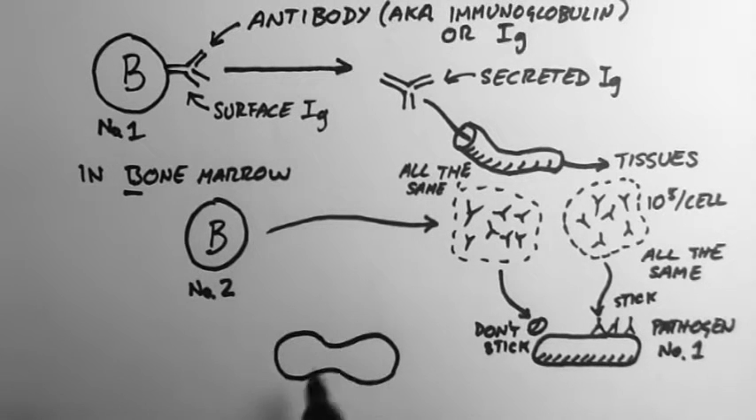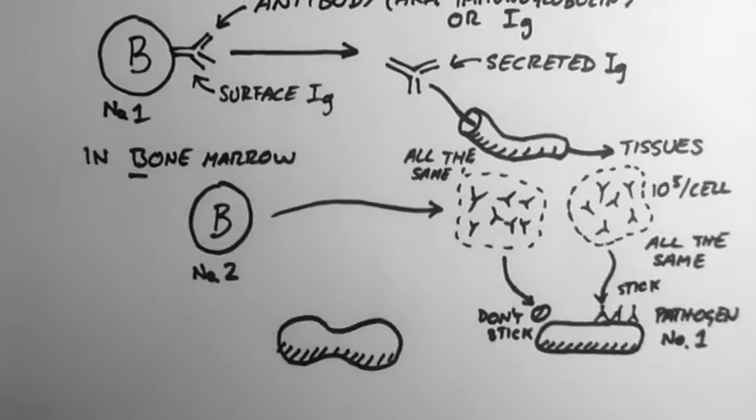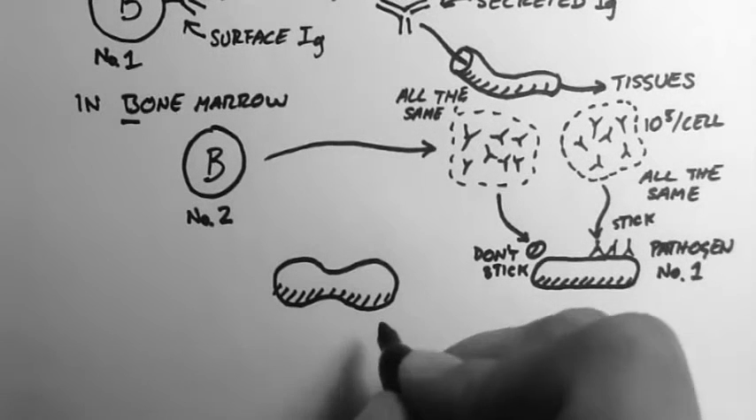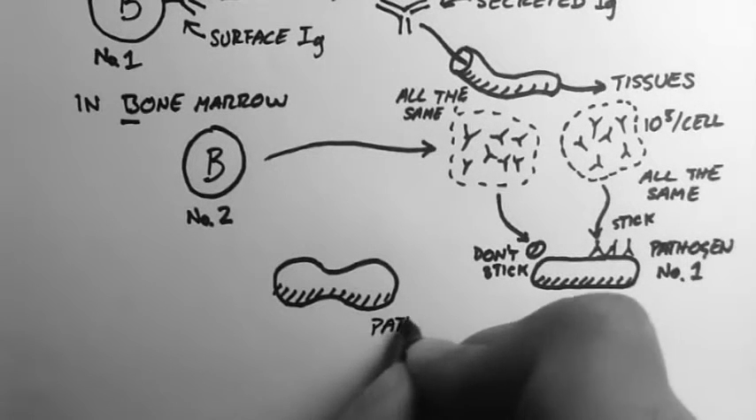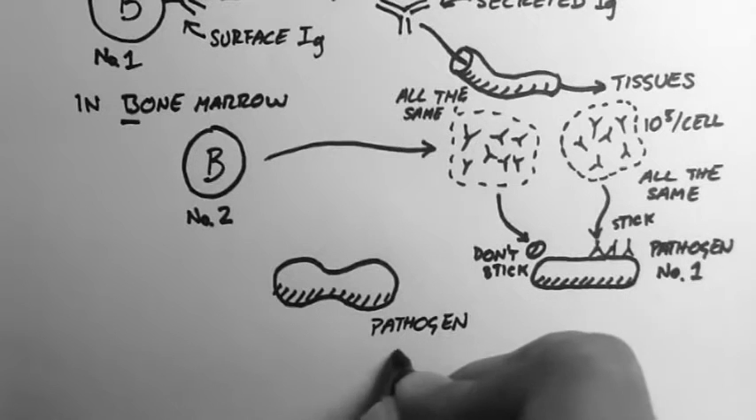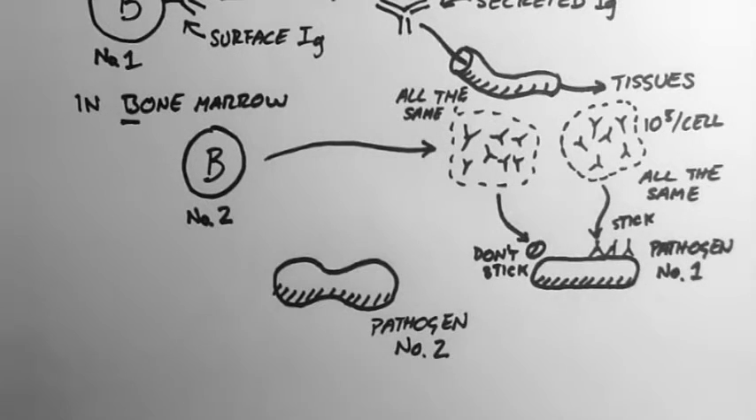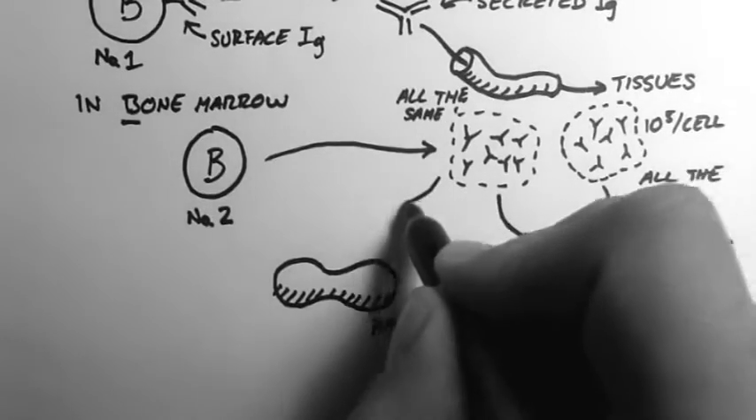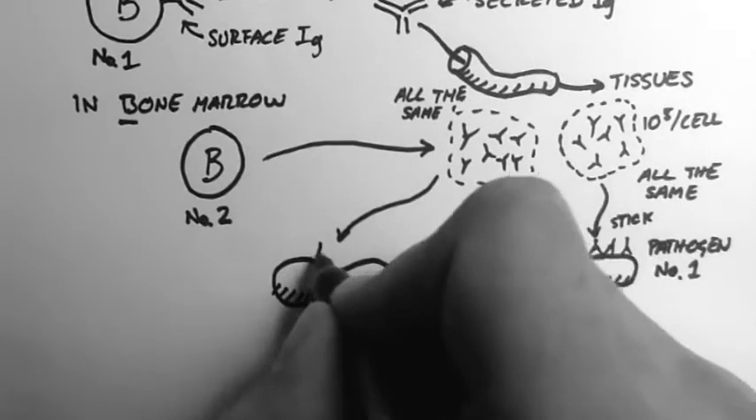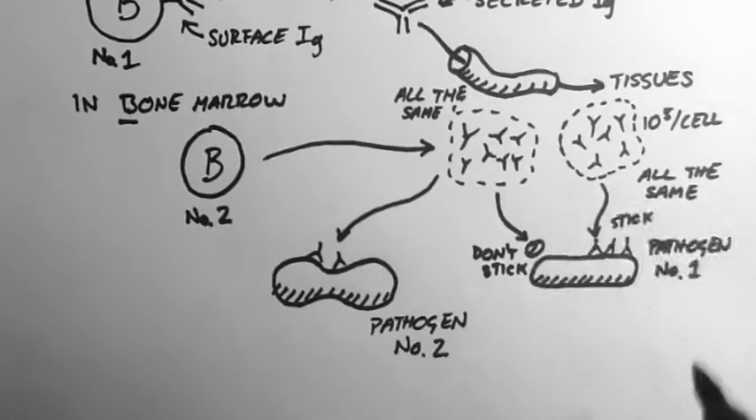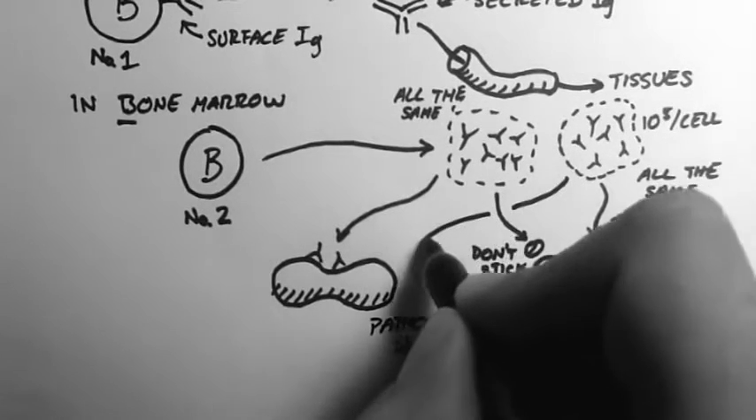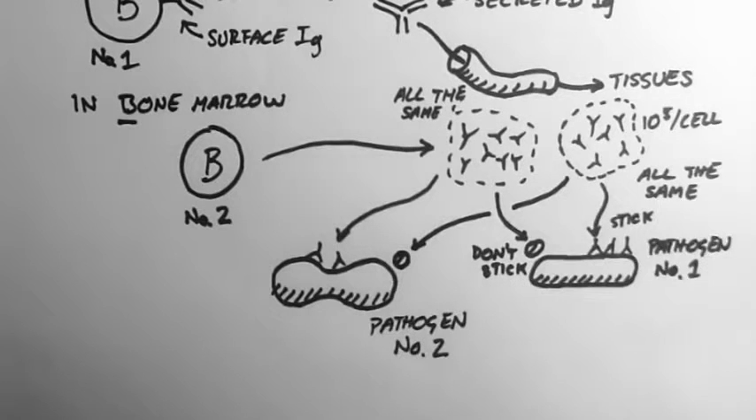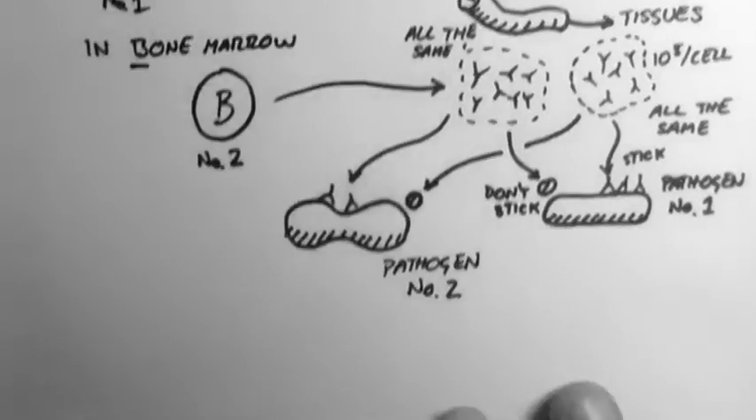Now if we take a second pathogen, the antibodies of B cell number 2 might stick to this pathogen, while those of B cell number 1 don't stick. So you need different B cells for different pathogens.